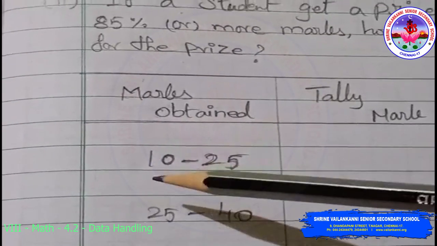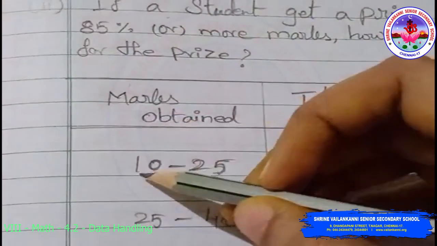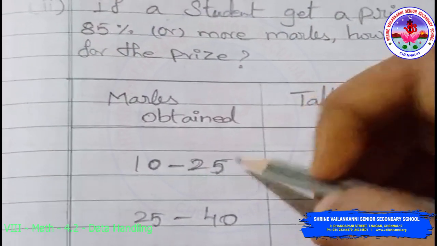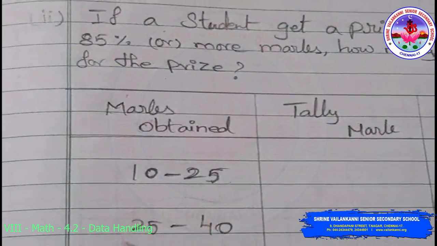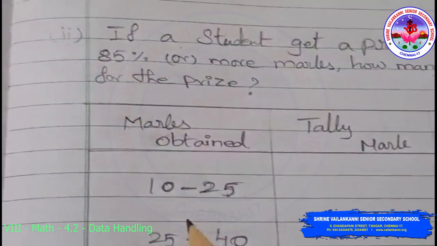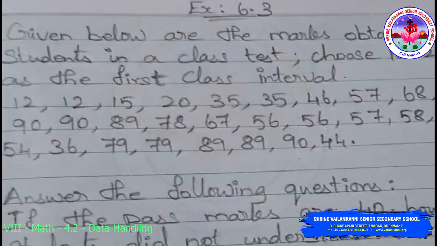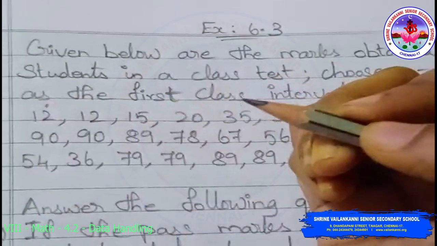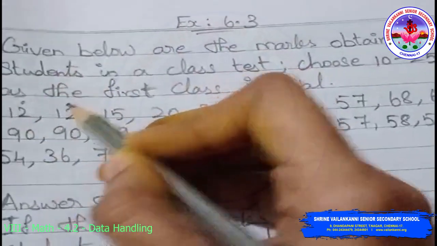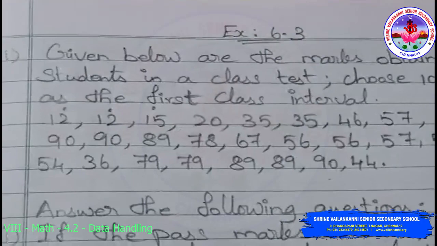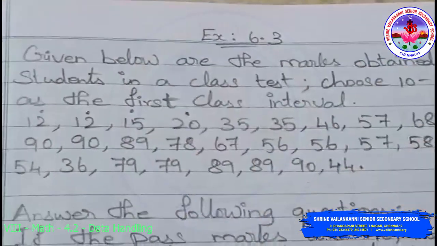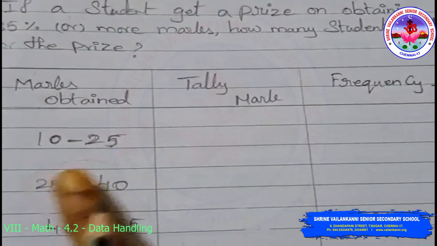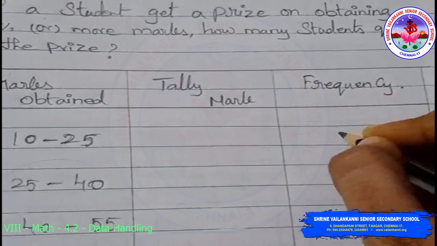Here the first class interval is 10 to 25. Here the range is 10 to 24 only. 25 is included in the next class interval. First check 10 to 24. 12 is in between 10 to 24. 1, 2, 3 and 4. The frequency of 10 to 25 is 4.